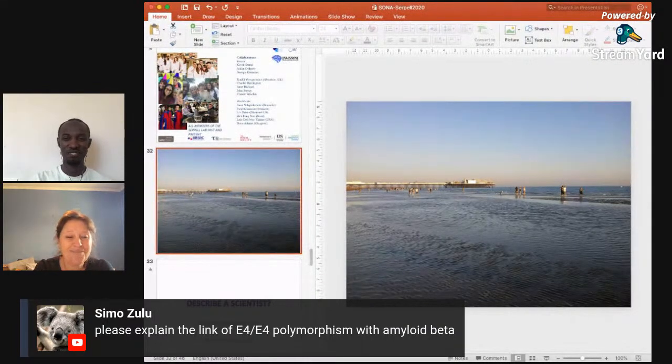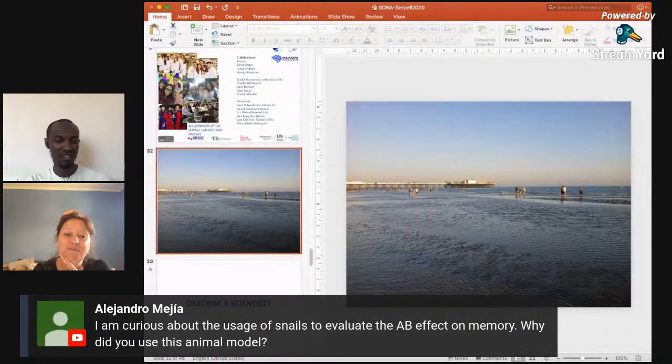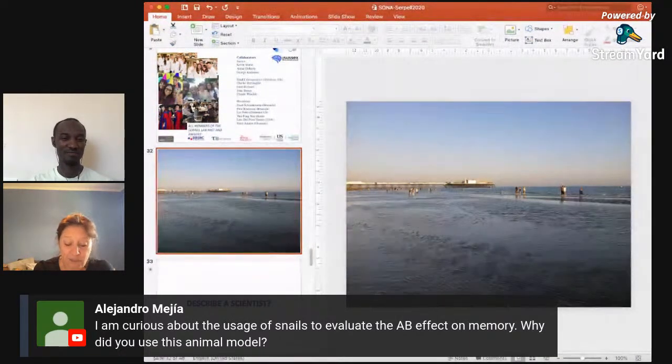Okay, and the next question is from Alexandro. He said, I'm curious about the usage of snails to evaluate the A-beta effect on memory. Why did you use this animal model? Well, yes, that is a very interesting question.